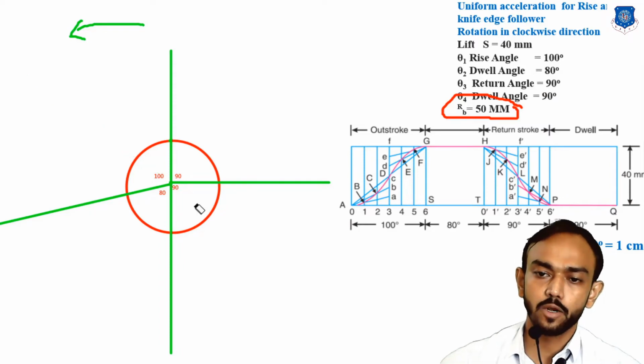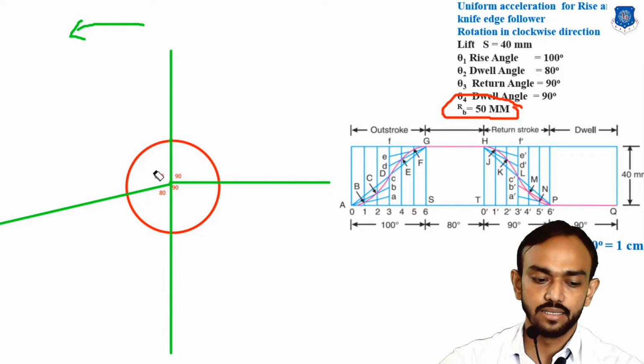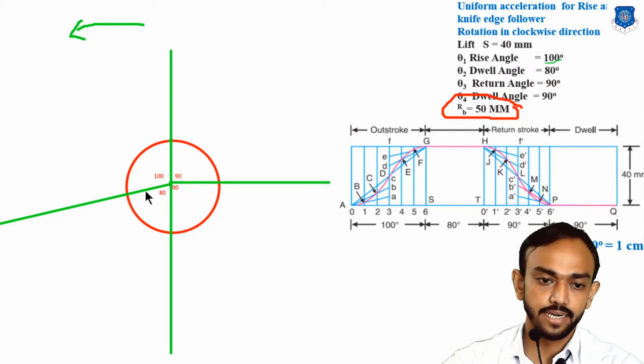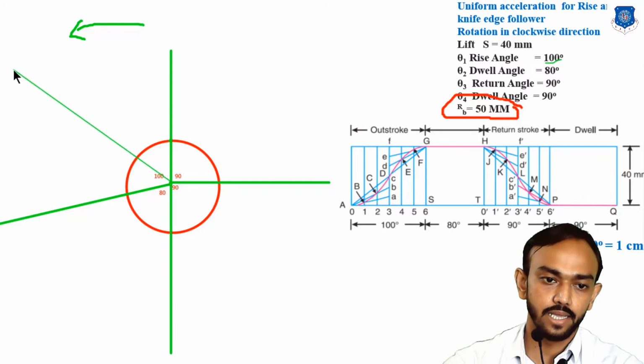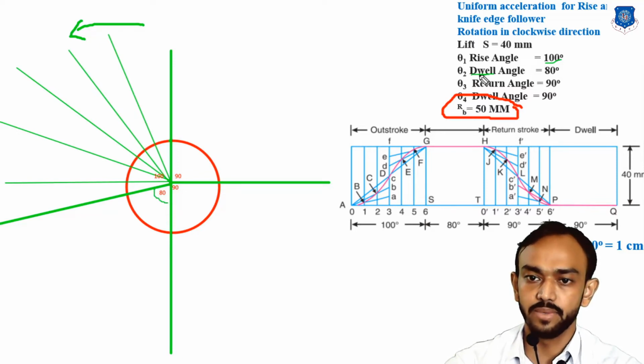Okay, so we are going to start dividing the rise and return. This 100 divided by 6 will be 16.67 something. So we use the protractor here and divide this 100 degrees in steps of 16.67. Okay, let's start. So I am dividing this, and next is theta 2, you already know that, and it is a dwell. Dwell means we are doing nothing in this dwell period.